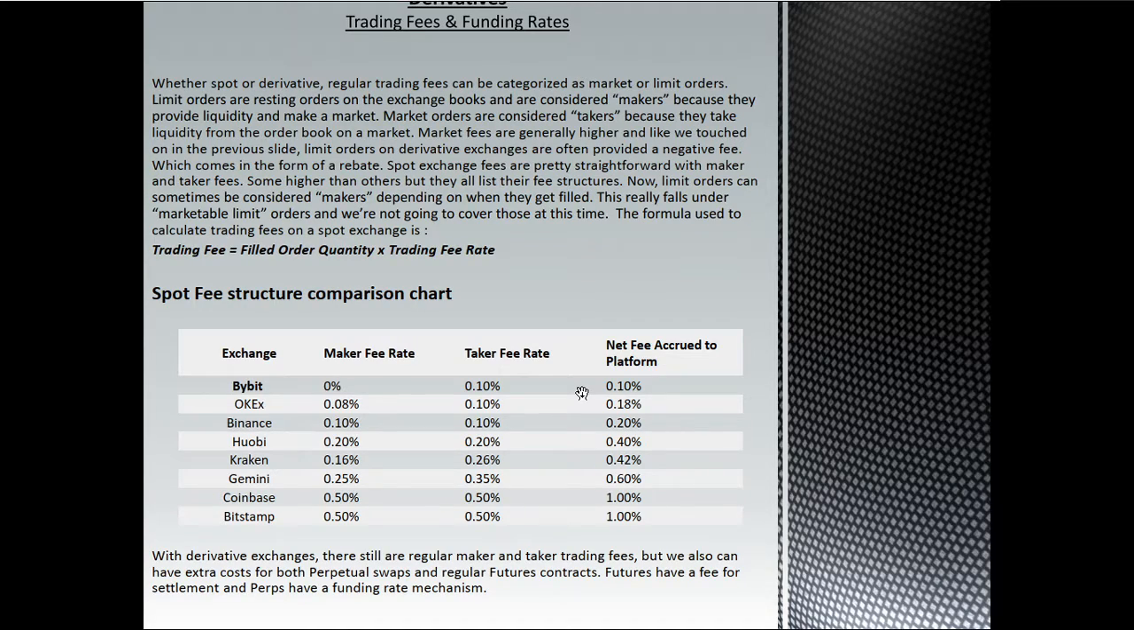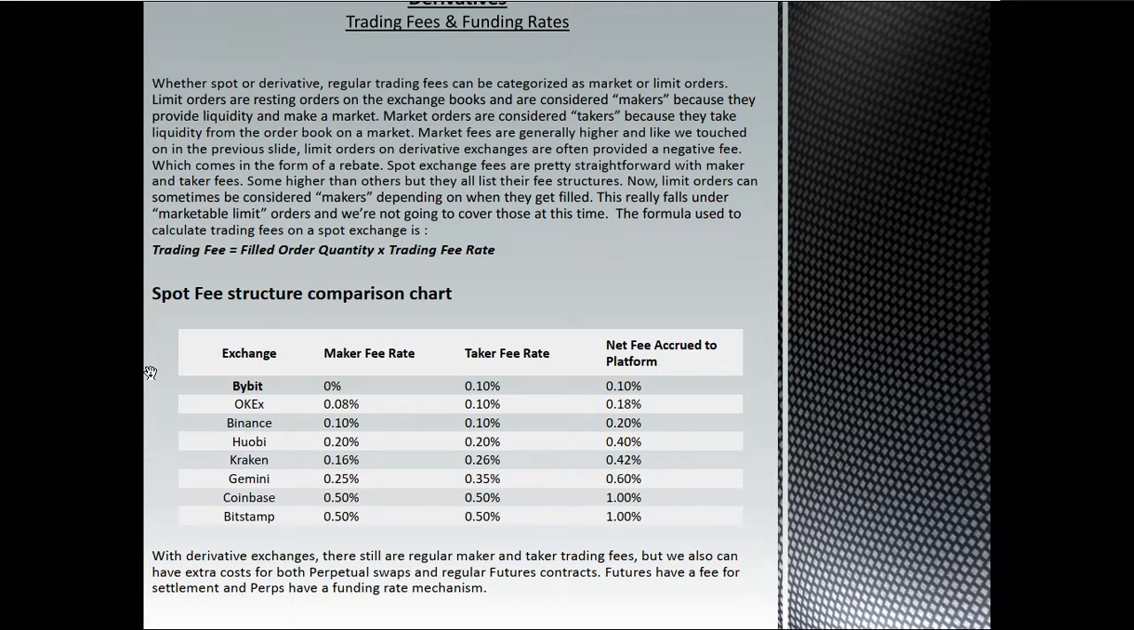Spot exchange fees are pretty straightforward with maker and taker fees, some higher than others, but they all list their fee structures. Now, limit orders can sometimes be considered takers depending on when they get filled. That's considered a marketable limit order, and I'm not going to cover those at this time. I'll cover them a little bit later. The formula used mostly to calculate fees on a spot exchange is the following: filled order quantity times the trading fee rate is your trading fee.